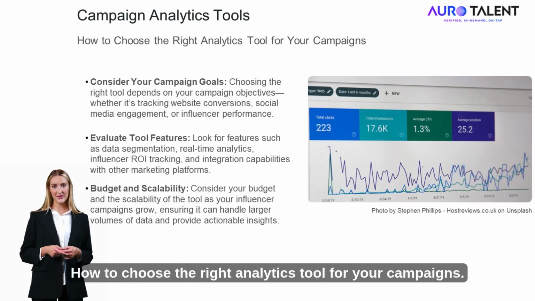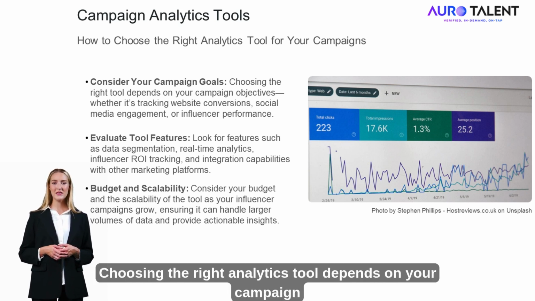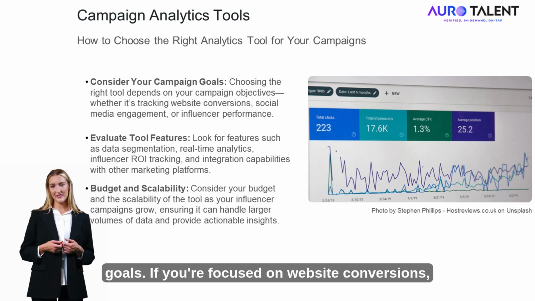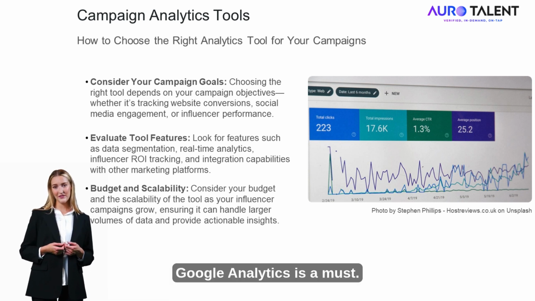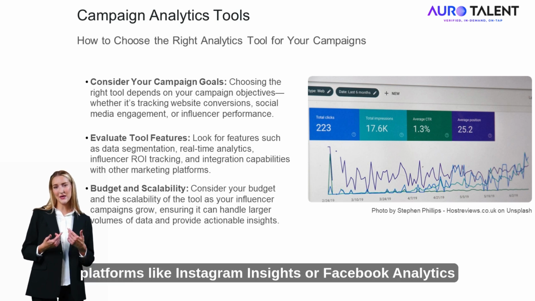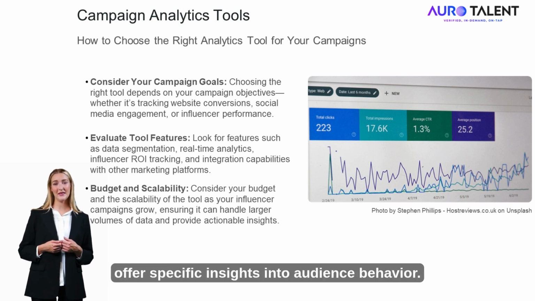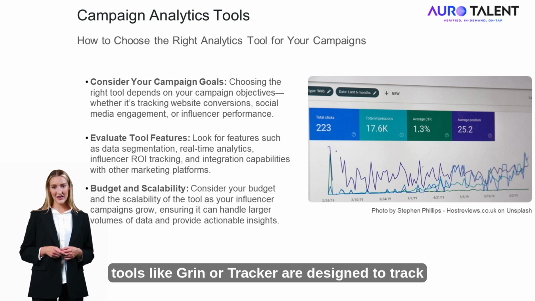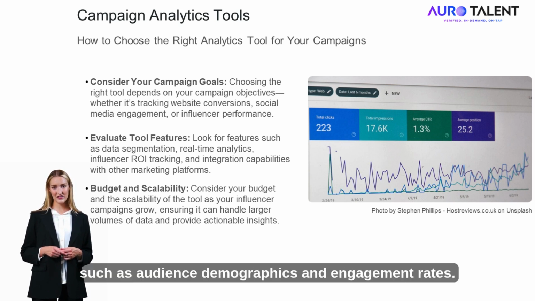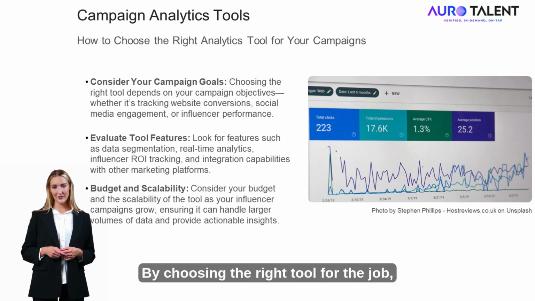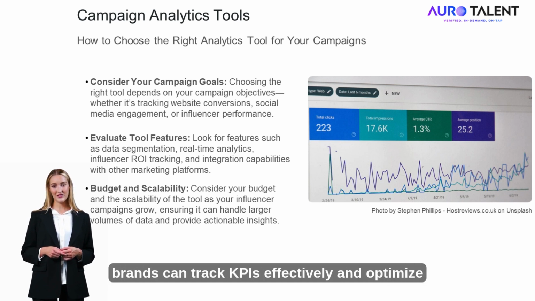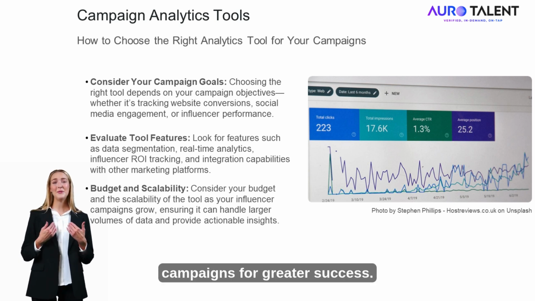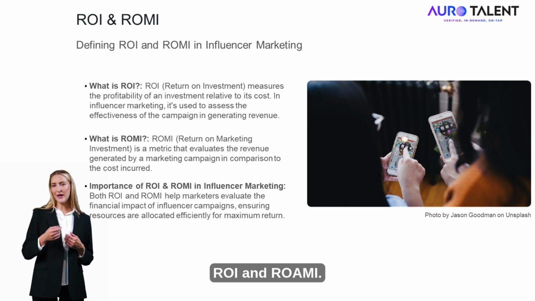Campaign analytics tools. How to choose the right analytics tool for your campaigns. Choosing the right analytics tool depends on your campaign goals. If you're focused on website conversions, Google Analytics is a must. For social media engagement, platforms like Instagram Insights or Facebook Analytics offer specific insights into audience behavior. When working with influencers, tools like Grin or Tracker are designed to track influencer performance in detail, such as audience demographics and engagement rates. By choosing the right tool for the job, brands can track KPIs effectively and optimize campaigns for greater success.